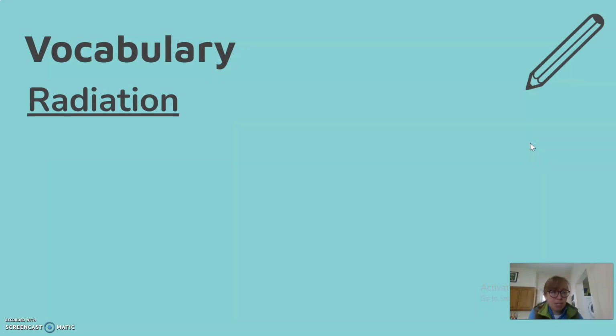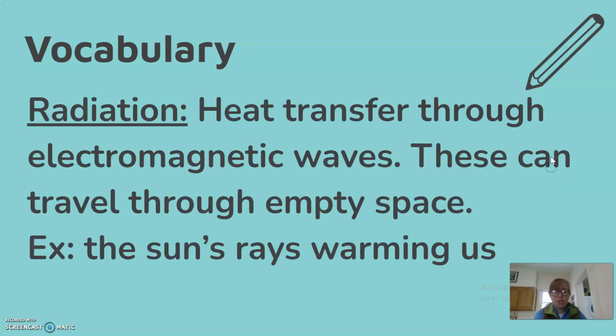So radiation is much more difficult to describe because it involves some really complicated physics. But there are a couple of things that you can remember about it, and I want you to especially remember the examples that we'll use for radiation. So the definition is that it's heat transfer through electromagnetic waves, and these can travel through empty space.